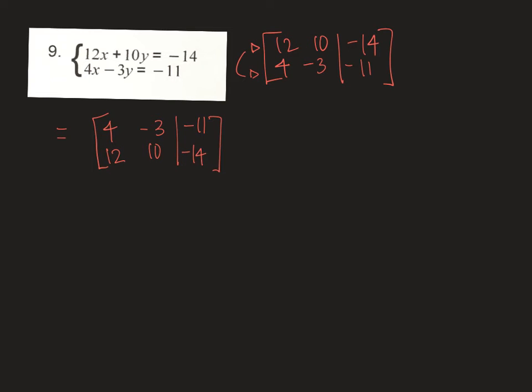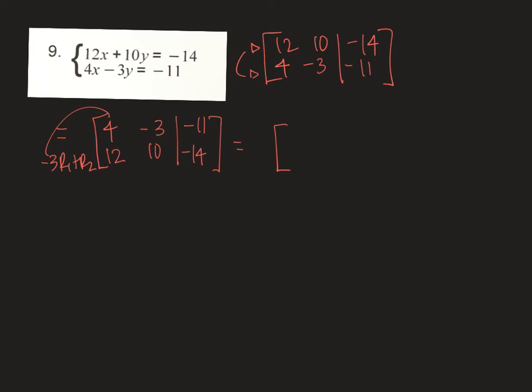Because now I can say, okay, well, if I multiply 4 by 3, I get 12. So if I want those to add to 0, I'm just going to multiply my first row by -3 and add it to the second row.